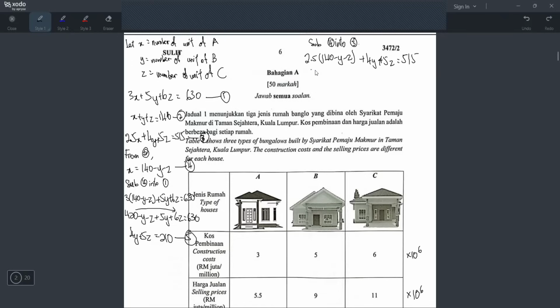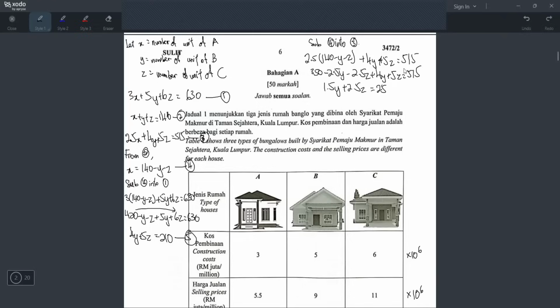All right, so 350 minus what? 2.5y minus 2.5z plus 4y plus 5z equals to 515. And do like just now. Y with y can combine, z with z can combine. Negative 2.5 plus 4, I think it's 1.5y. Negative 2.5 plus 5, it will be positive 2.5z. And then number can only combine with number. So the 350, I'll move to the other side. So it becomes 575 minus 350, which is 25.